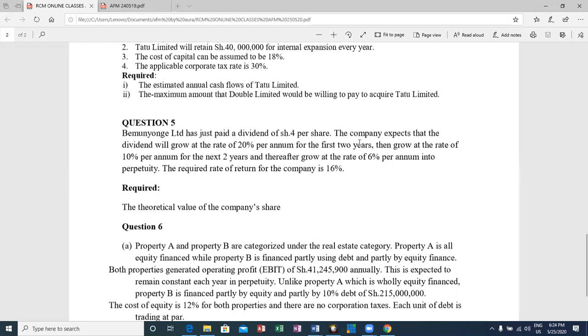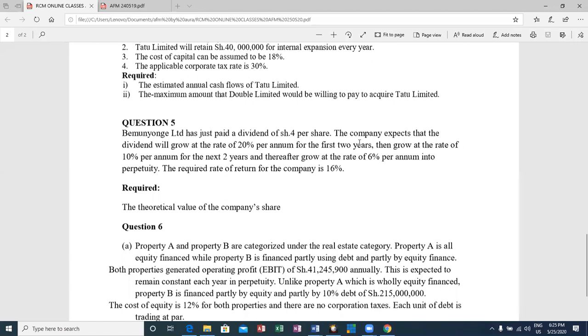Bemunyonge Limited has just paid a dividend of shillings 4 per share. The company expects that the dividend will grow at the rate of 20% per annum for the first 2 years, then grow at the rate of 10% per annum for the next 2 years, and thereafter grow at the rate of 6% per annum into perpetuity. The required rate of return for the company is 16%. Required, they want us to give them the theoretical or intrinsic value of a share. The key word there is perpetuity.